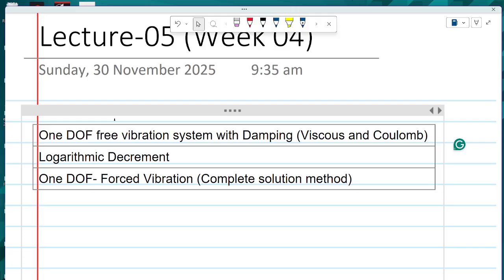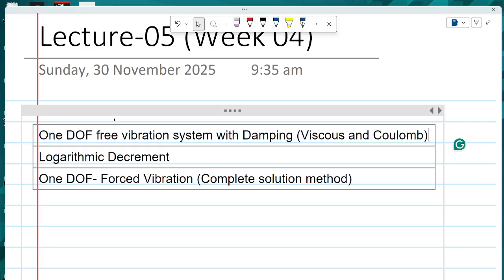Then we had discussed how to approach a mechanical vibration problem. The first step was to understand the system based on the types of system we have discussed, then to generate a mathematical model for that system, then derive the equation of motion based on that model, and then perform the solution. We haven't touched the solution part yet. We are still understanding different types of systems and deriving the equations of motion.